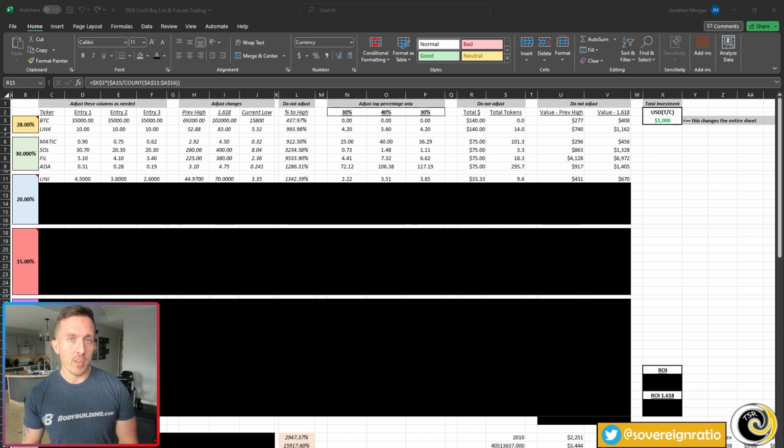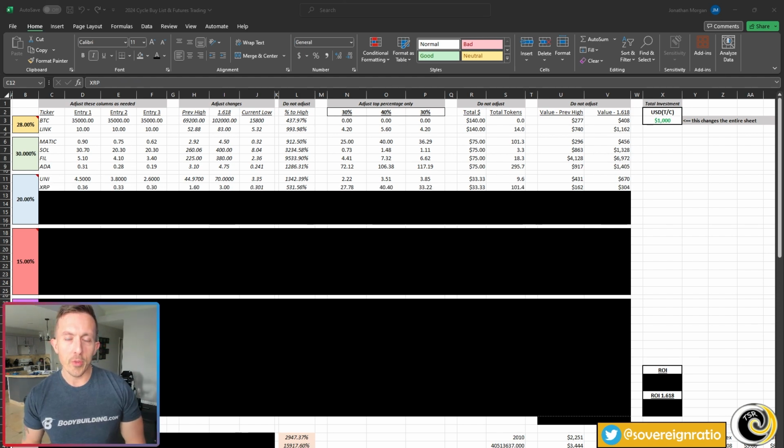Uniswap is obviously the token that is governance of the Uniswap protocol, and it has done very well in previous bull runs. In the last bull run, it got up to $44.98. And the 1618 in this bull run would be something like $70, provided that the all-time high was in. With this $1,000 portfolio, that's $431 to previous all-time high, $670 to the 1618.